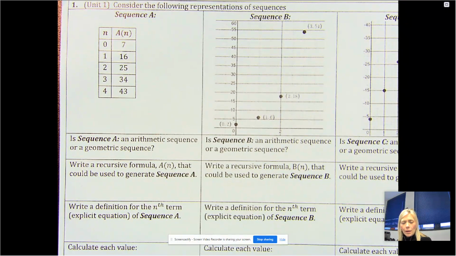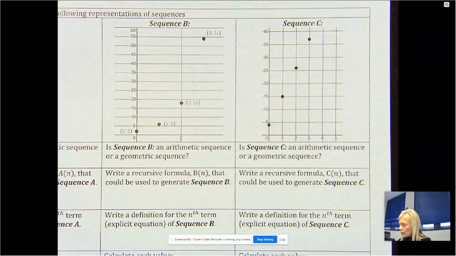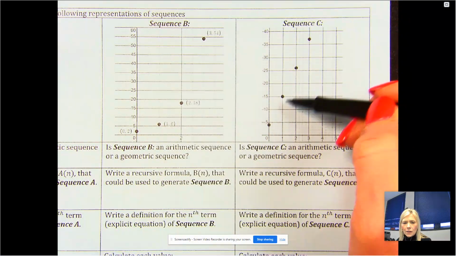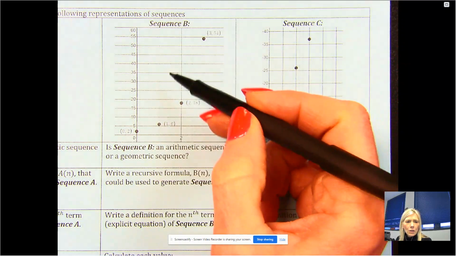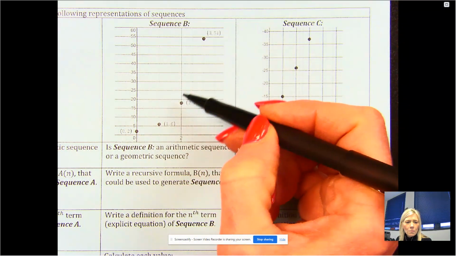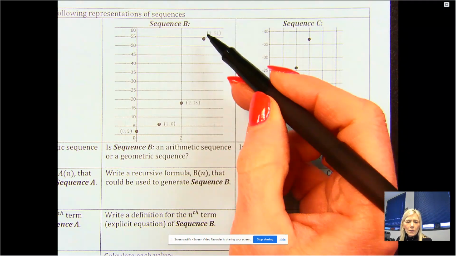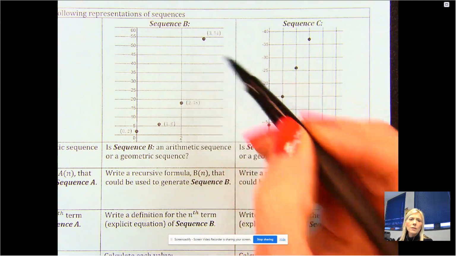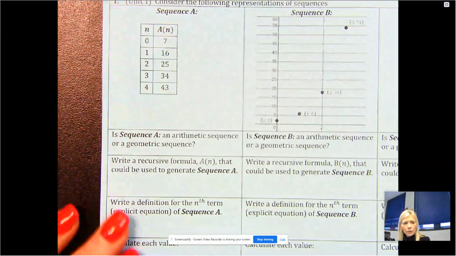I'm actually going to do problem 1, but I just wanted to show you on a graph: arithmetic sequences line up like this, so this is an example of arithmetic. And geometric sequences make that exponential looking curve, so this would be an example of a geometric sequence. Okay, so you can practice those two on your own. I'm just going to do the first one here for some help.